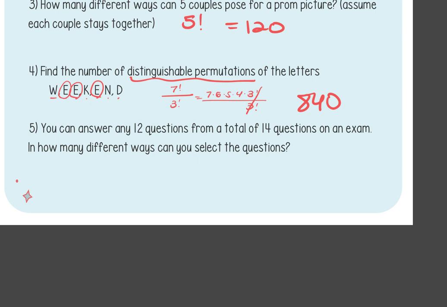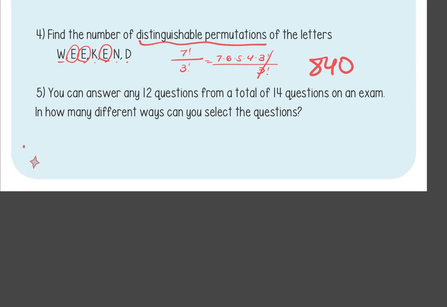5 says you can answer any 12 questions from a total of 14 questions on an exam. How many different ways can you select the questions? This is tricky because of the language, right? Is it saying order matters? Are we talking about in what order you can answer them, or how many different ways you can select a total of 12 questions?